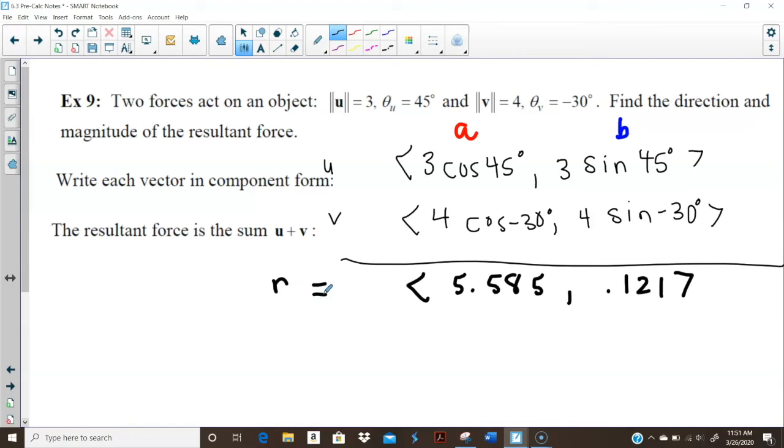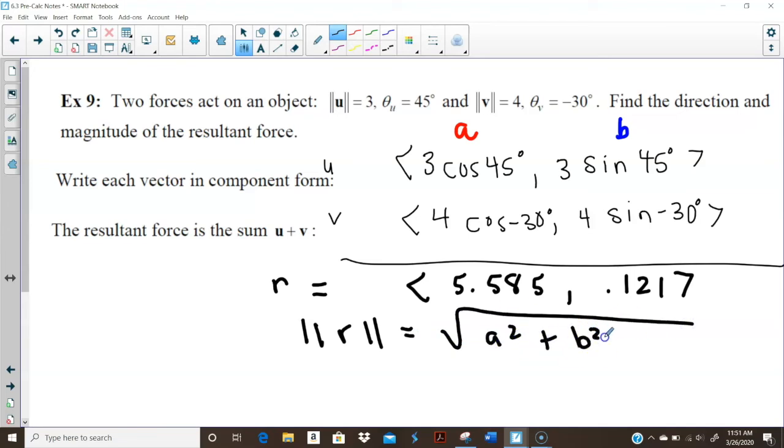So now that we have the result, we can figure out the magnitude. So that's going to be the force. So the magnitude is going to be the square root of a squared plus b squared. Now, if you stored the first one as a and the second one as b, then you can just put that all into your calculator at the same time, and you can just use those stored numbers, and the magnitude should end up being 5.587.